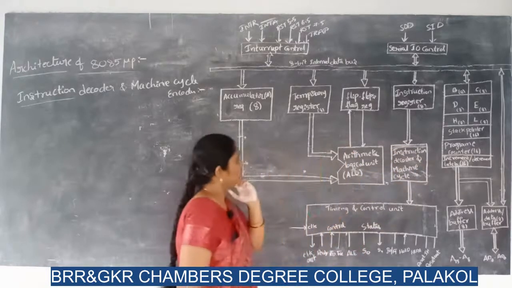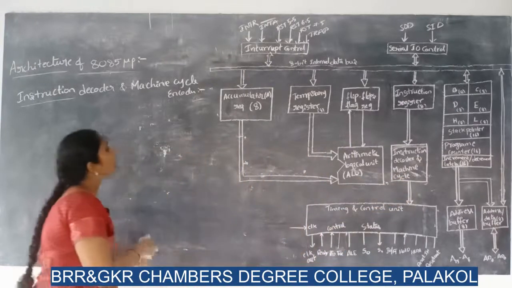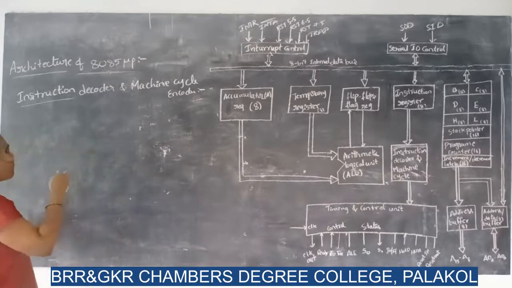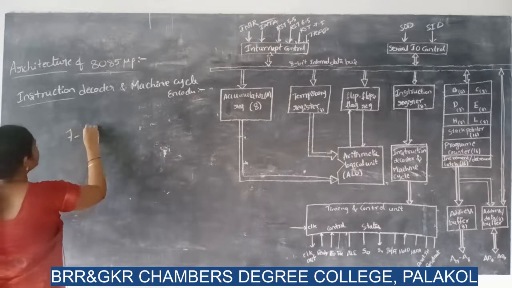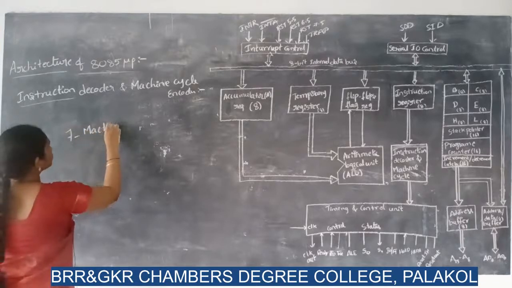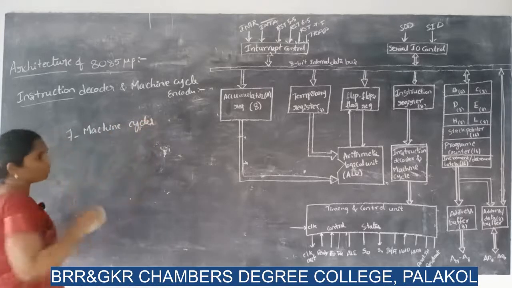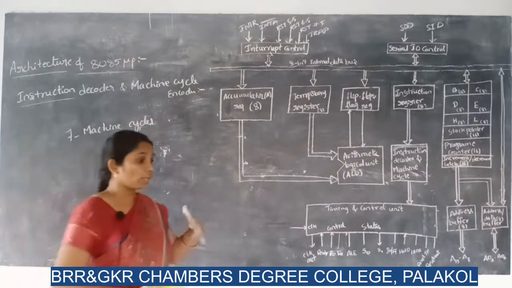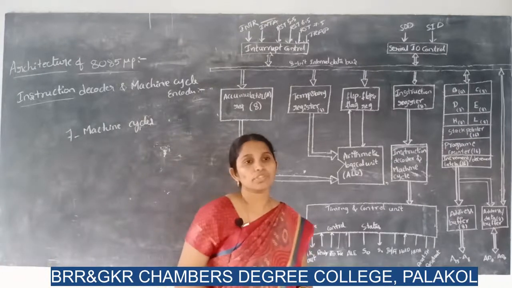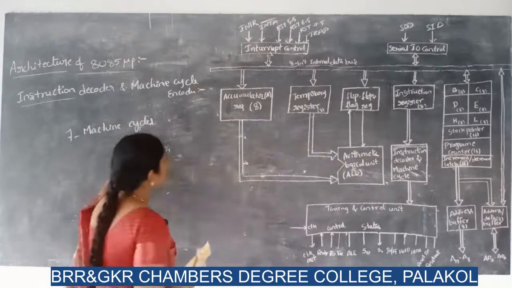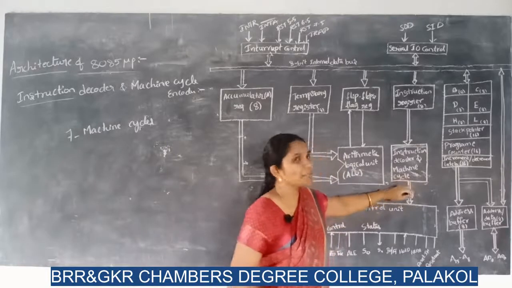Okay, so next one is a machine cycle encoder. Here the 8085 microprocessor has 7 machine cycles. So whatever current task is performed by the microprocessor, that is nothing but a machine cycle. Okay, so this is the instruction decoder and machine cycle.